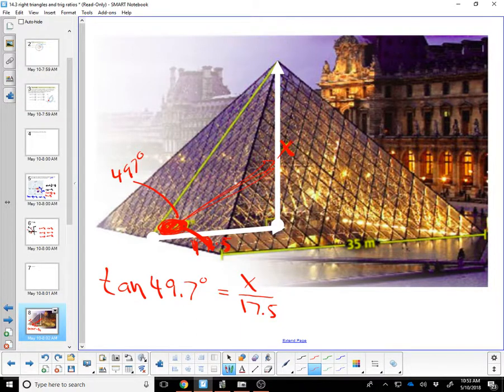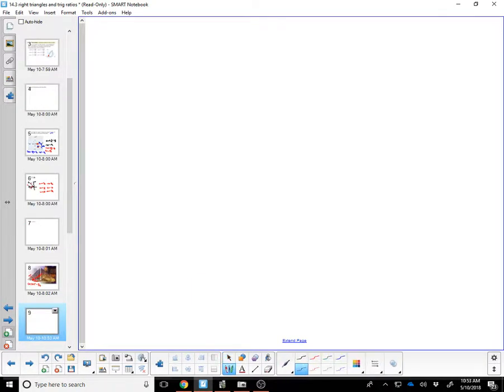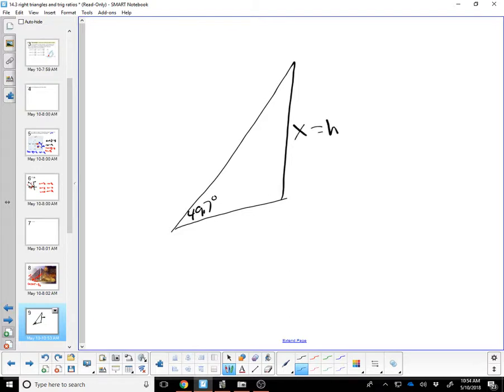Okay, so let me do this real quick. The triangle looks something like this. We know that this is 49.7 degrees, and we know that this is the height. We're after that, so x is technically the height. Are you okay with this triangle? This really is a right triangle, so that means we can use trigonometry. Now, we found the base because it was half the distance of the whole thing, right? Which ended up being 17.5, not 17.5 degrees, what am I talking about? 17.5 meters, I believe.